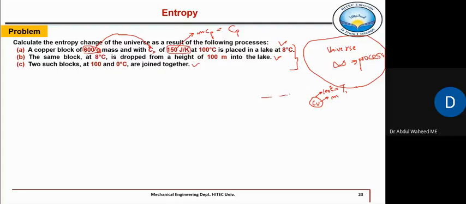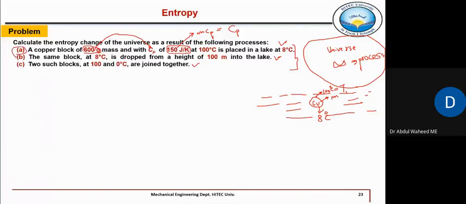Now it is placed in a lake. And what is the temperature of this lake? 8 degrees Celsius. Now this is a process which occurred in the universe. This copper block initially at 100 degrees Celsius is now placed in this lake at 8 degrees Celsius. Now a process will occur, and we know what the process is, the heat transfer process. The copper will lose heat, and at the same time the lake will absorb heat. So due to this process, what is the entropy which is generated in the universe? That is part A.